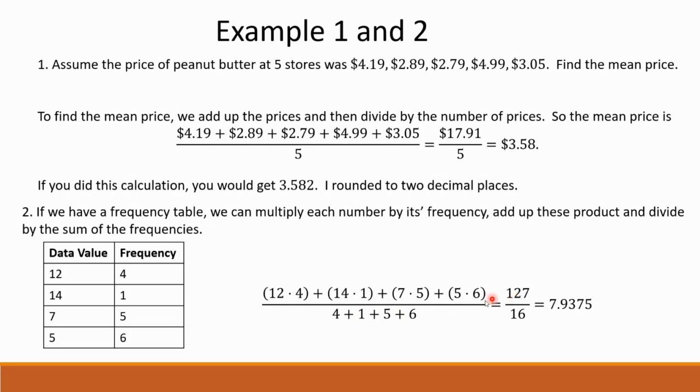So we get 127 over 16. Like the 127, that's the sum of the data values. 16 is the total number of data values. And this is our mean. Okay, so that's an example. Are there any questions about that?